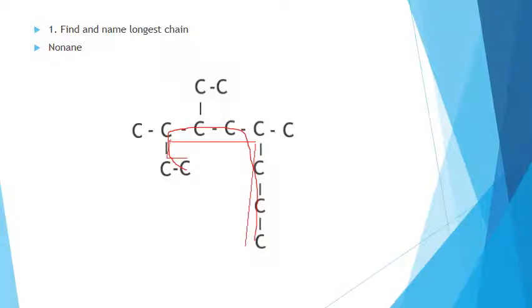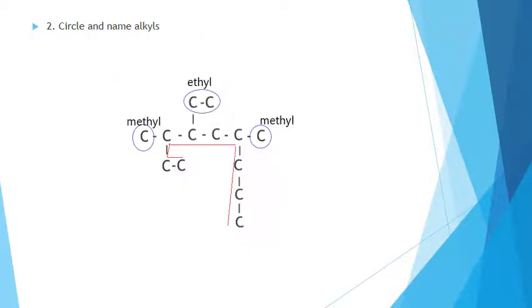Okay, and so what's the longest? So how many is there? 1, 2, 3, 4, 5, 6, 7, 8, 9. Okay, so this is the nonane. All right, next thing you do is you circle the groups. So you have a methyl here, and an ethyl, and a methyl. So I put their names up here. So we're going to again have a dimethyl and ethyl. We'll see how to name these in a minute.